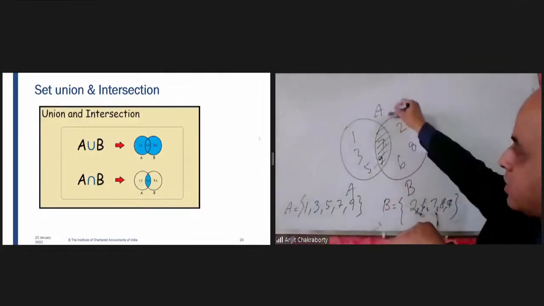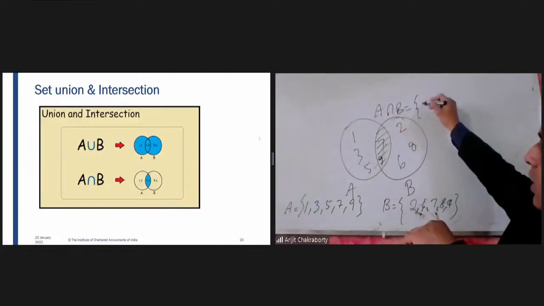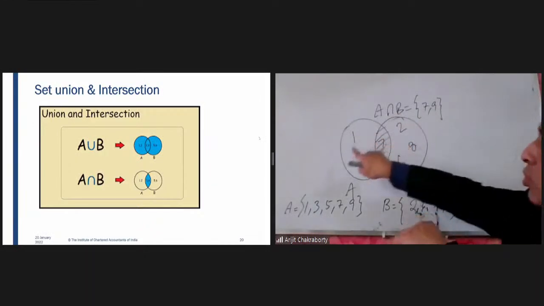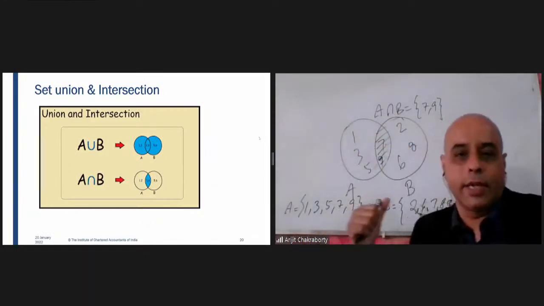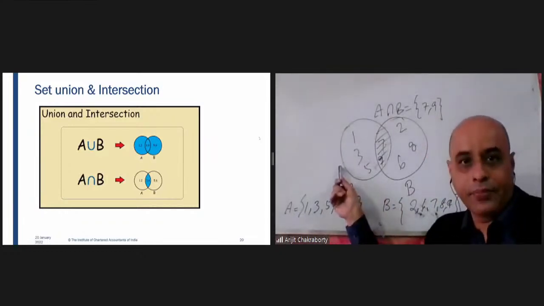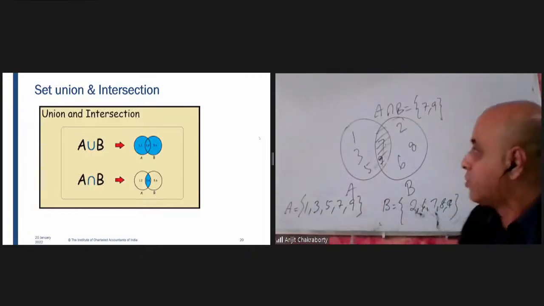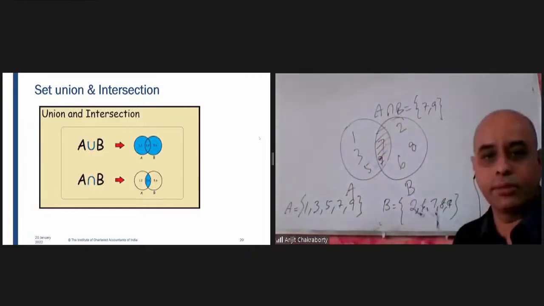So A intersection B is very simple. You get 7 and 9, because these two, 7 and 9, are there both in set A as well as in set B. So it is the common factor, and therefore it is included in A intersection B.